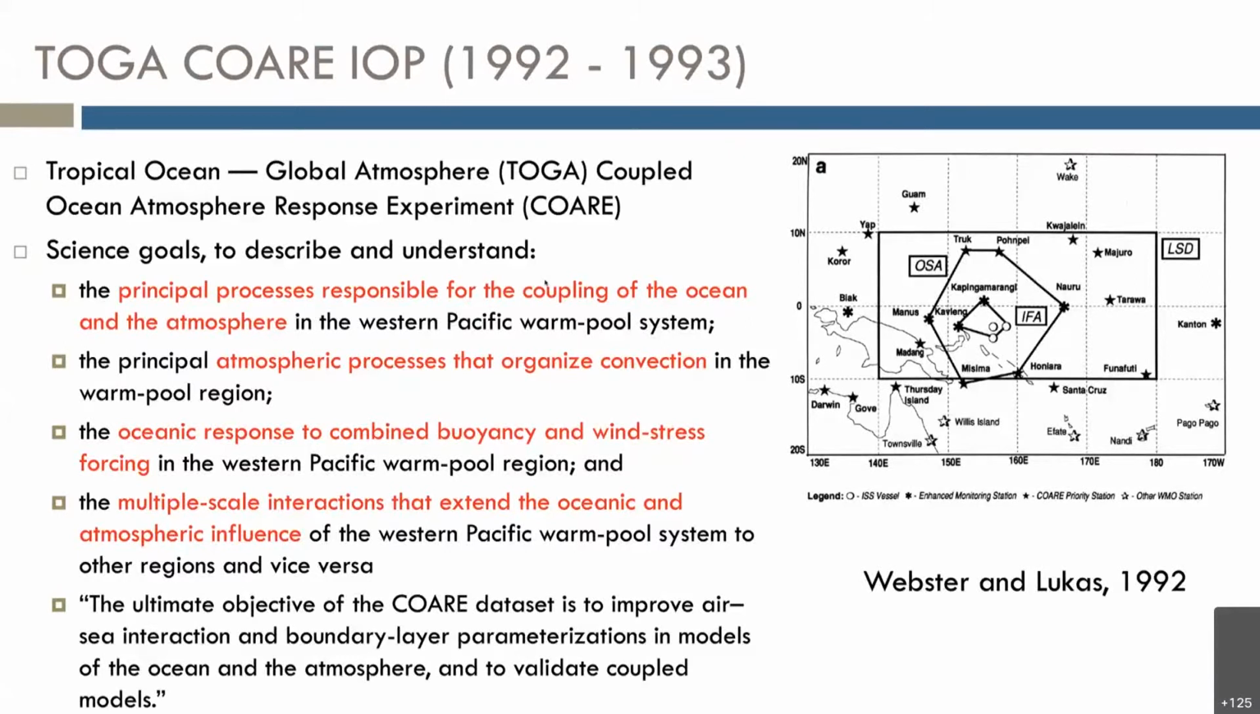And I'm just going to highlight a few of the science goals that they had, which was looking at how are the ocean and atmosphere coupled, how is convection organized, what's the ocean response to buoyancy and wind stress forcing, what are the multi-scale interactions that extend to the ocean and atmospheric influence, and the ultimate objective of the COARE data set, as they said, is to improve air-sea interaction and boundary layer parameterizations in models of the ocean and the atmosphere and to validate coupled models. To some extent, these are really still some of our questions.